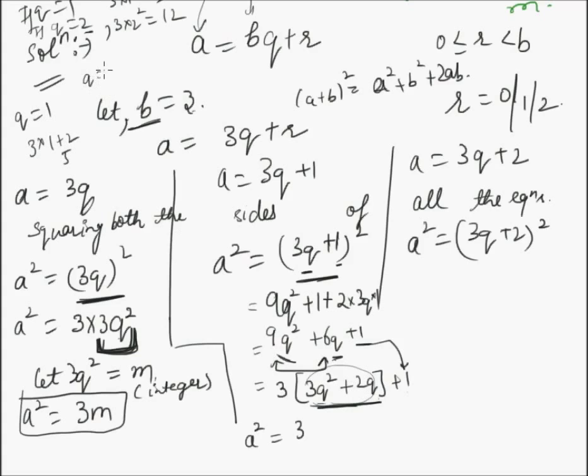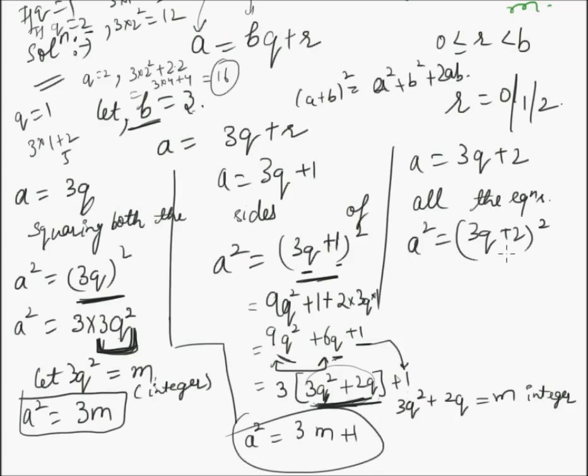If q is 2, this value will be 3 into 2 square plus 2 into 2, which is 3 into 4 plus 4, that is 16. Now since q is an integer, according to the conditions of Euclid Division Lemma, this complete term will also be an integer. So let 3q square plus 2q be a value, say m, which is an integer. So the term reduces to 3m plus 1.